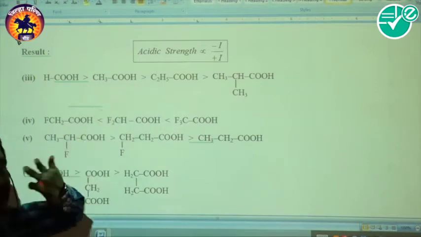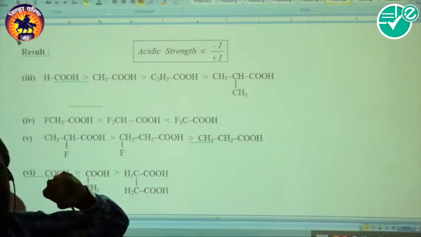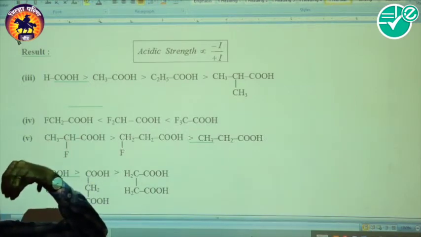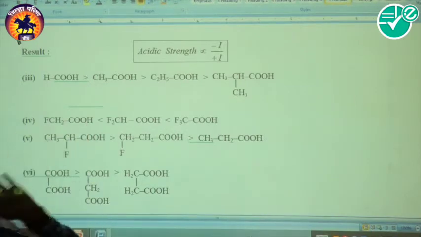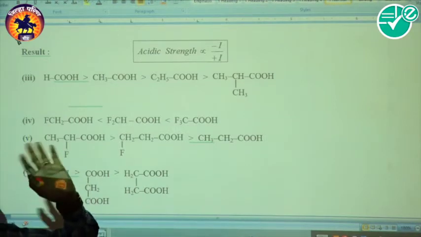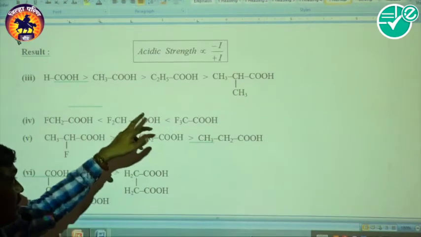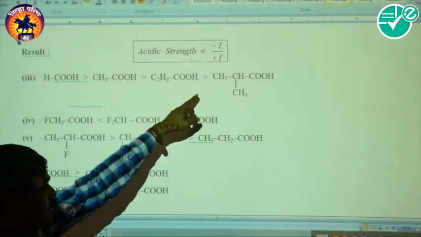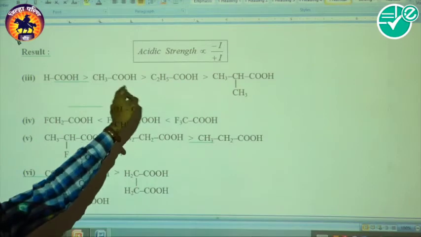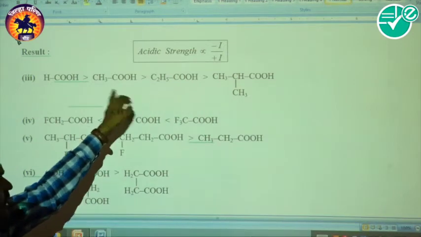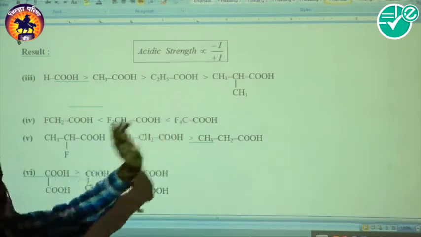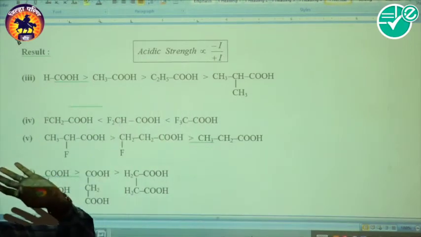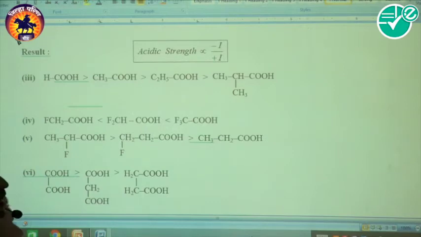So look here, if you consider CH3COOH, when the anion is formed, the electron density destabilizes the anion. Pushing electron density, the positive inductive effect, destabilizes the anion. H, CH3, C2H5 have more and more positive inductive effect, and therefore the stability of the anion decreases, and if the stability of the anion decreases, then the acid strength also decreases.